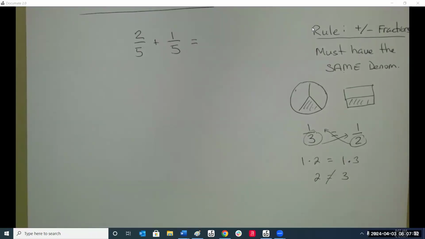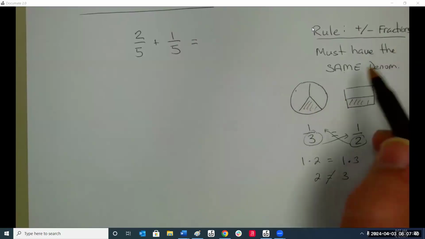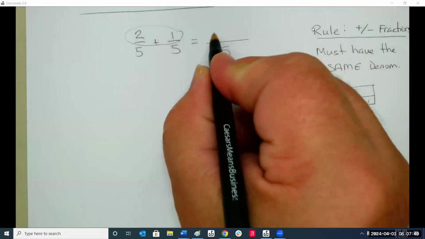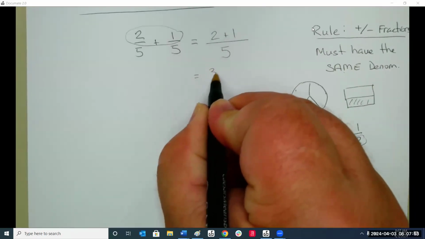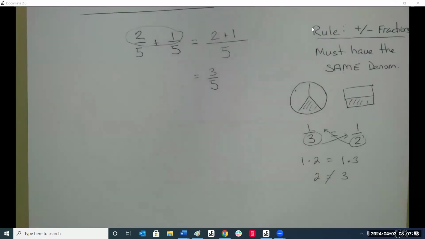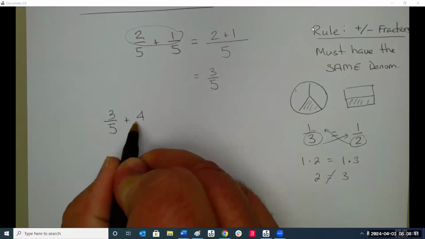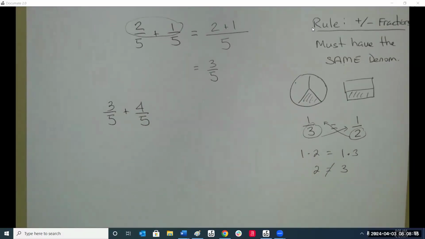So what we just did there actually plays a big role in how we add and subtract fractions. Once we have the same denominator, the only thing we have to worry about are the top numbers. How about this one? Well, yeah, how would you work it out?